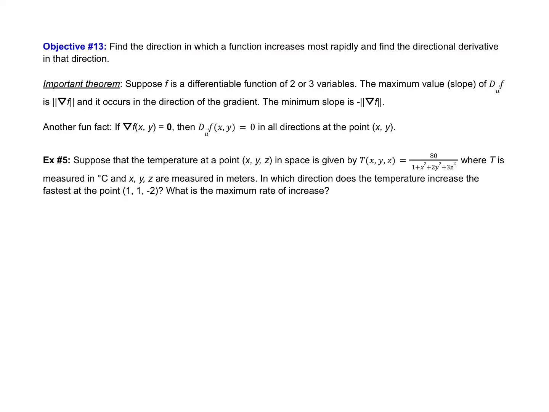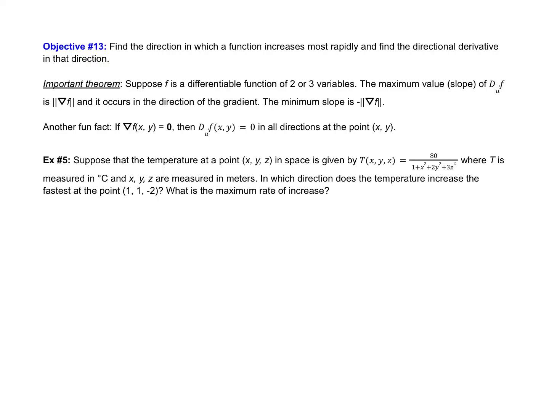Okay, so here is our important theorem. Suppose that f is a differentiable function of 2 or 3 variables. The maximum value, or the maximum slope of the directional derivative, is the length of the gradient vector, and it occurs in the direction of the gradient. The minimum slope is the magnitude of that gradient, but it's the opposite value. We're not going to find the direction of the minimum slope.